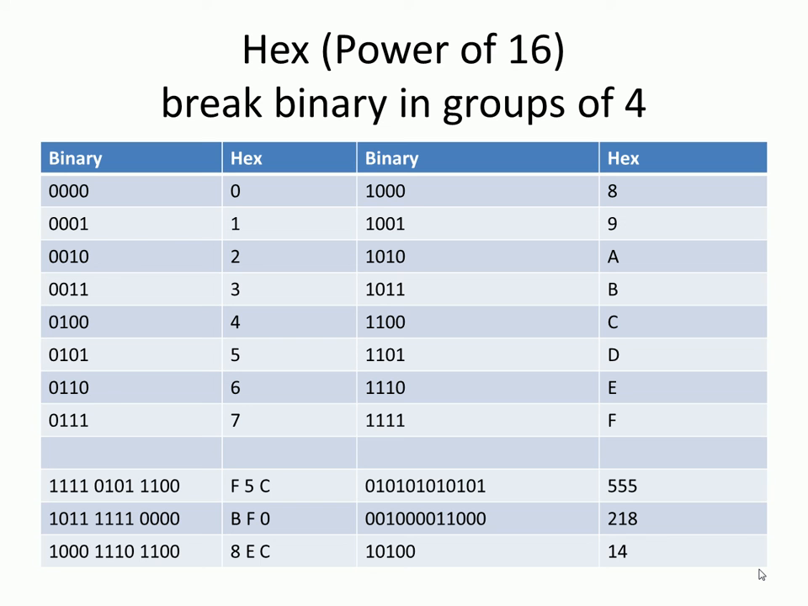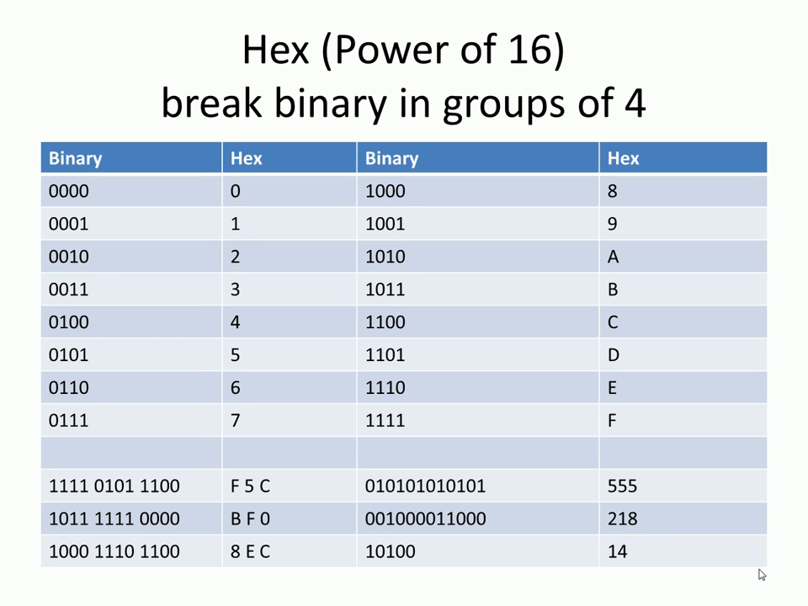So we get to 7, then we go to 8, then we go to 9, then we go to A. So A is really 10. See that? Then 11, 12, 13, 14, 15. So 0 through 15 is 16 numbers. So 0 through F is 16 numbers.